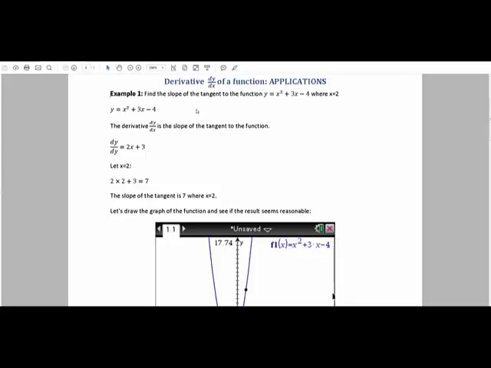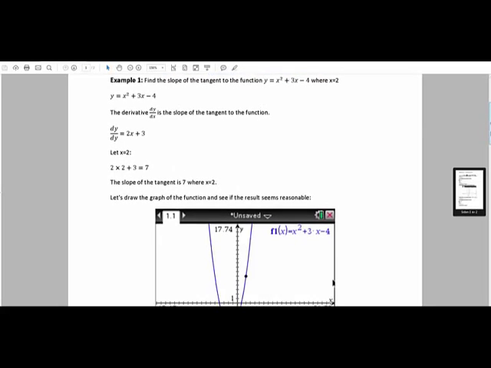Let's have a look at this example. Derivative dy dx of a function and its application. So in example 1, they want to find the slope of the tangent to the function y is equal to x squared plus 3x minus 4, where x is equal to 2. What does this mean exactly?